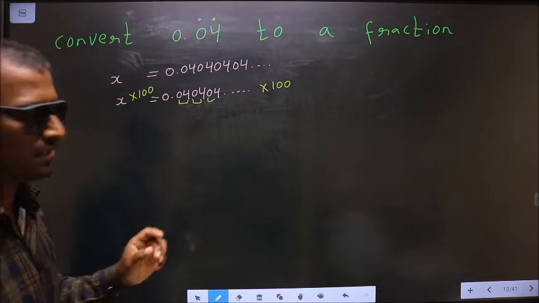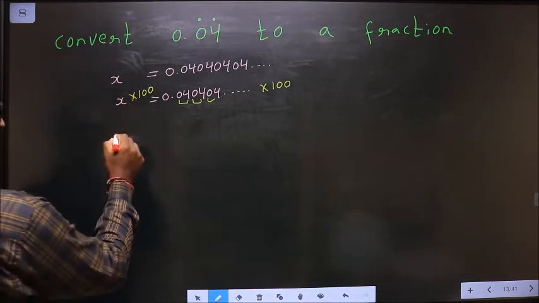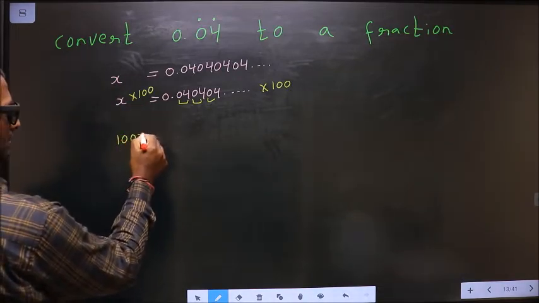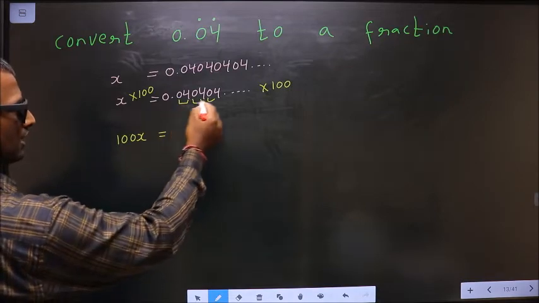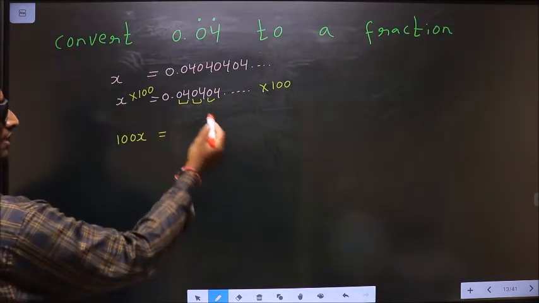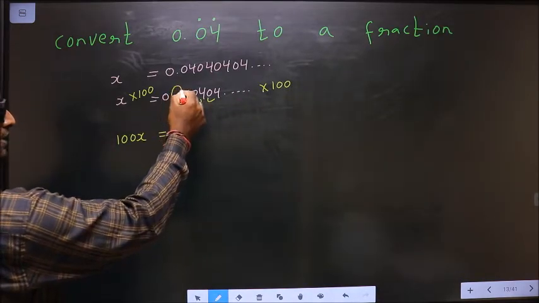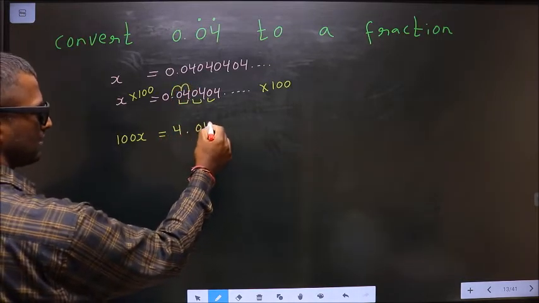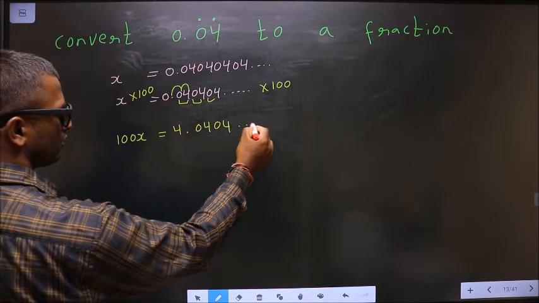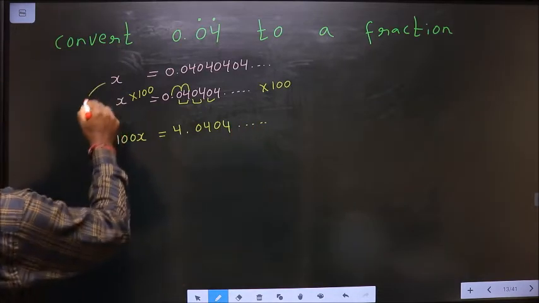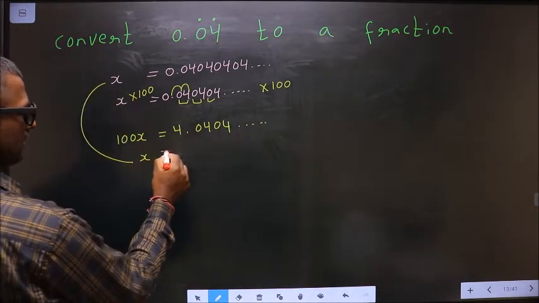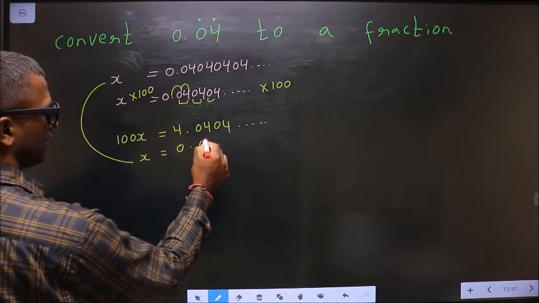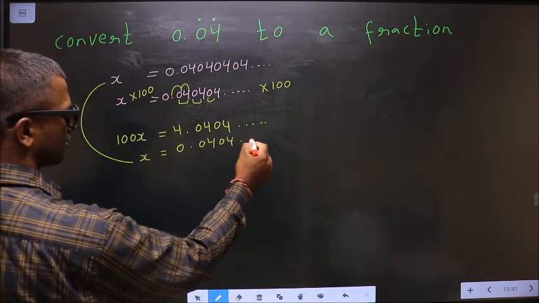Next, x into 100 is 100x equal to, when you multiply this with 100, the decimal will move two places to the right, making it 4.0404, and so on. I write this here. x equal to 0.0404, and so on.